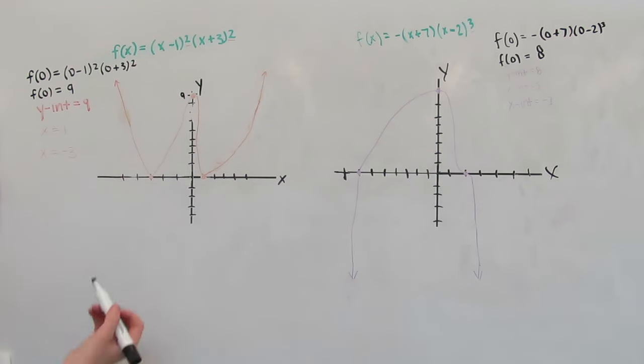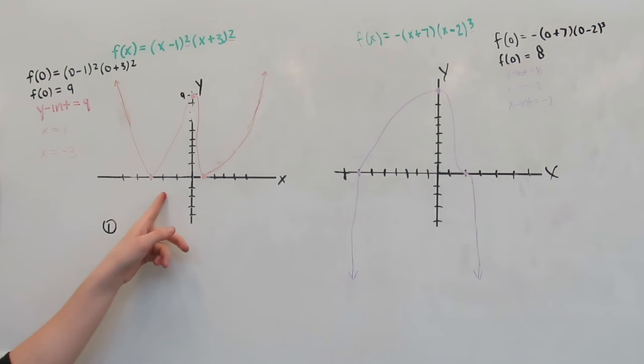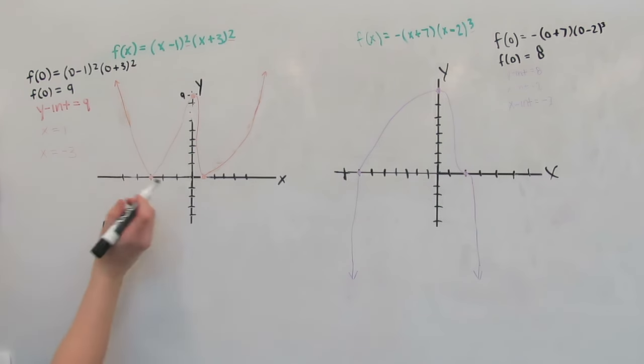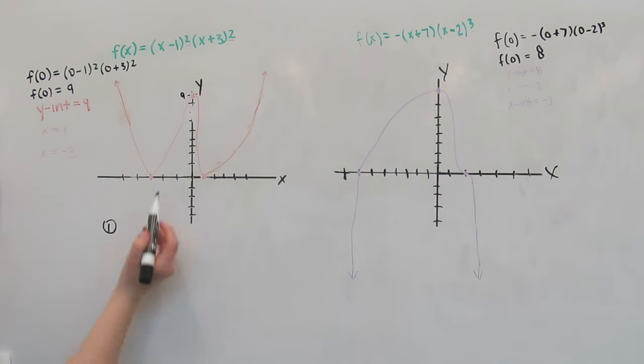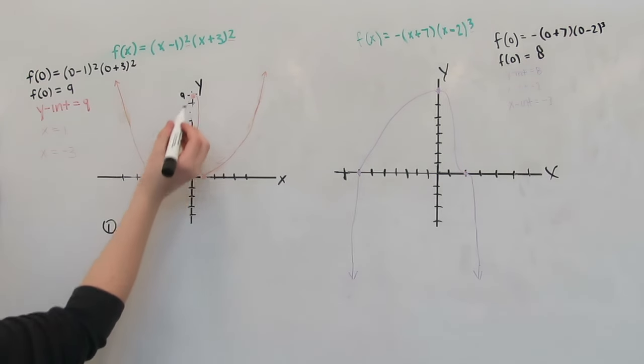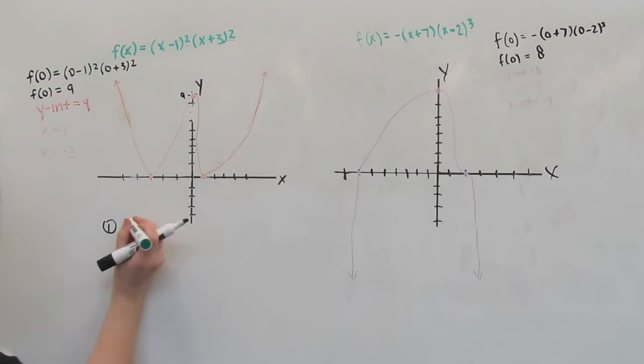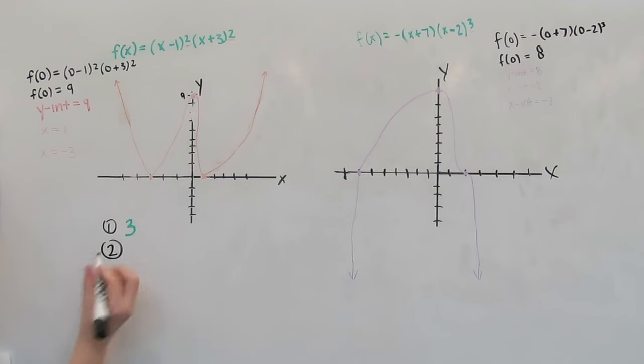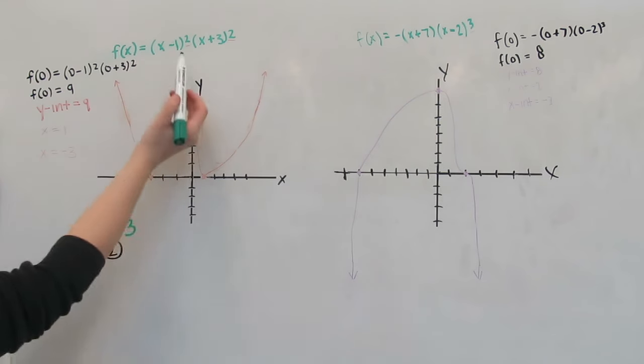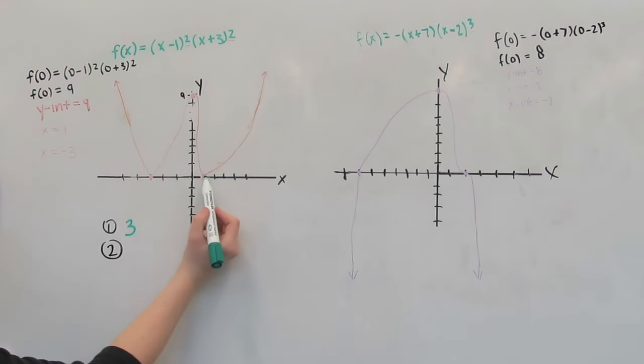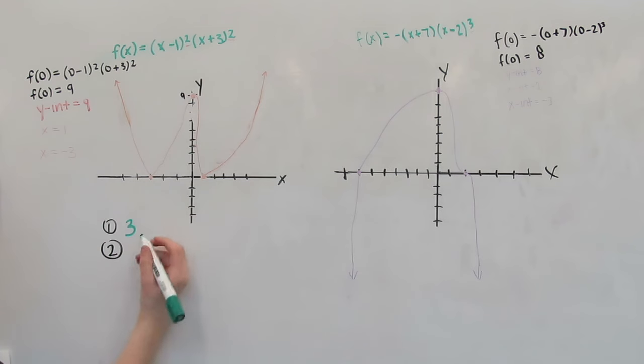For this graph, our first question is going to be 1. How many turning points are in this graph? Turning points is where the function changes direction. So 1, 2, 3. Number 2. How do the orders affect each graph? Well, we know that in this graph, the orders affect it because it bounces off of the x-axis. So we can write bounces.